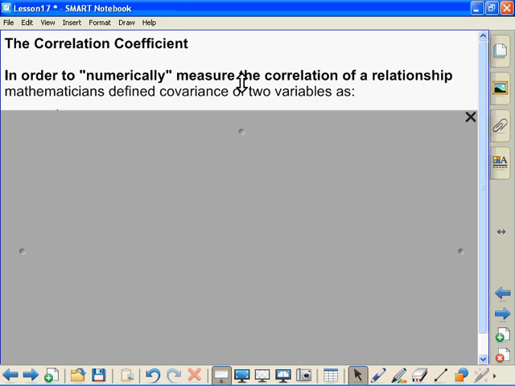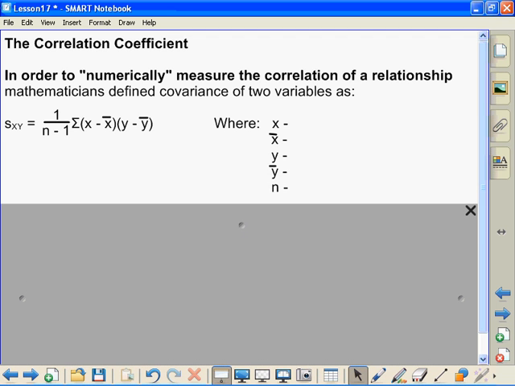As you look at this note, I talked about being able to determine whether it's a strong or a weak relationship. In order to numerically measure the correlation of a relationship, mathematicians define the covariance of two variables as follows. Covariance means their relationship, or the strength of the relationship with each other. Let me get through the explanation here. In the formula, remember that small s means standard deviation. So we are looking at the standard deviation for the variables x, y, and here's the formula.